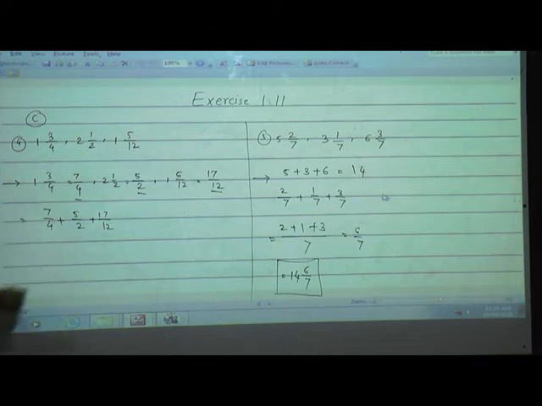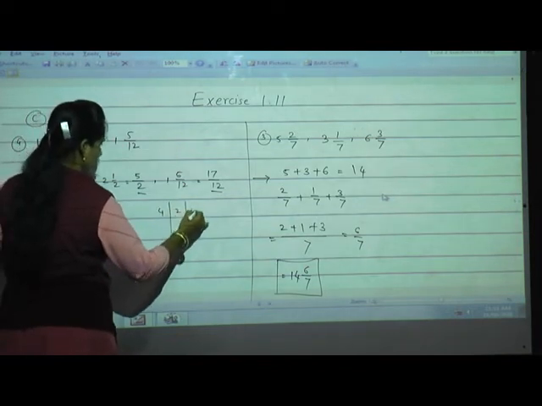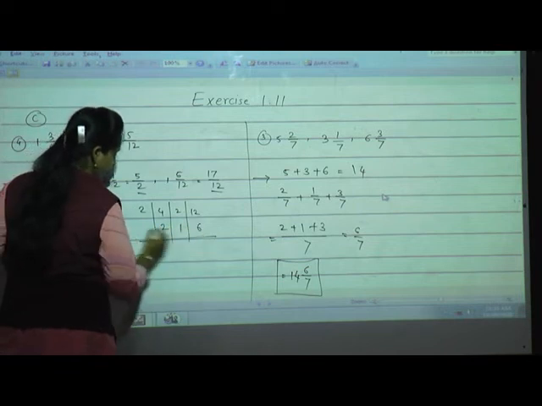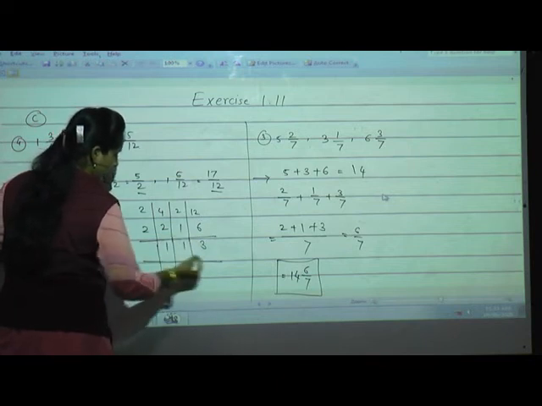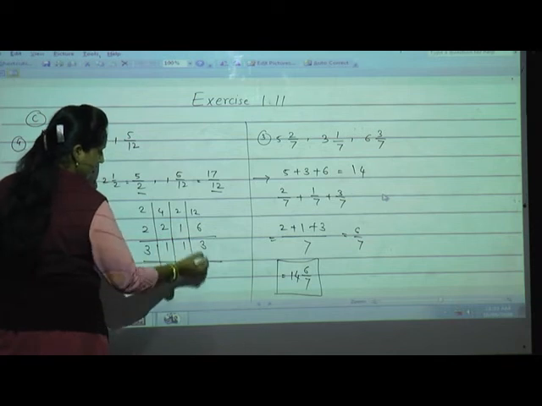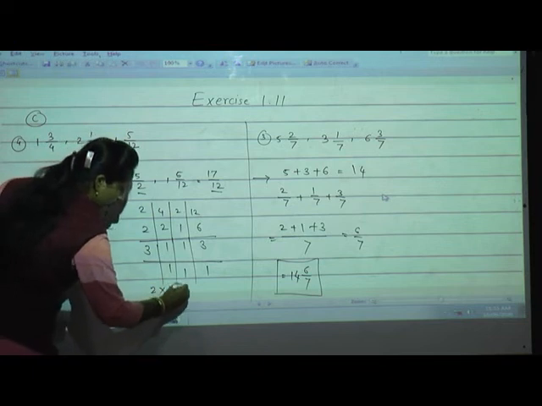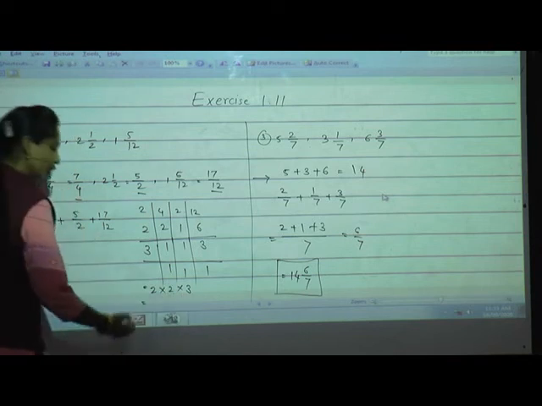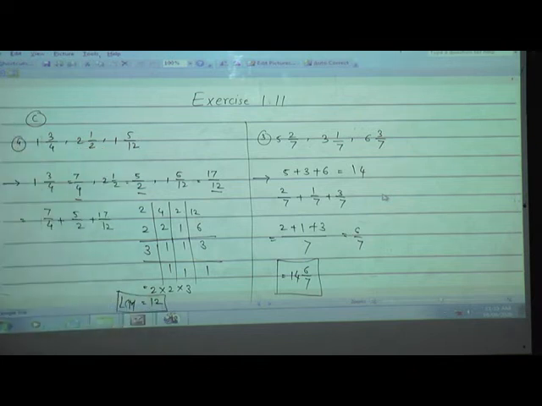So we need to find the LCM of the 3 denominators, 4, 2 and 12. I'll do with 2 first. 2 2s are 4, 2 1s are 2, 2 6s are 12. Then 2 1s are 2, 2 3s are 6. Now 1, 1, and 3. Now I have to go with 3: 3 1s are 3. Now the LCM is 2 multiplied by 2 multiplied by 3. 2 2s are 4, 4 3s are 12. So the LCM of these 3 numbers is 12, isn't it? Now see the next steps.